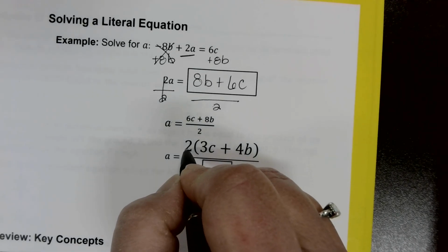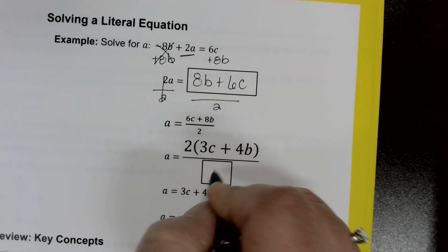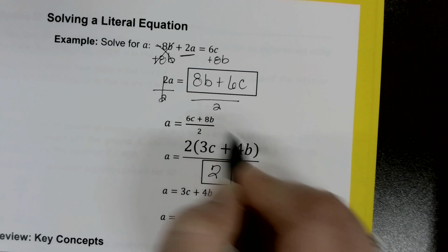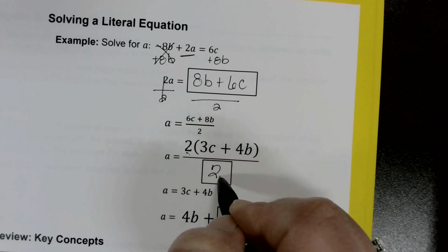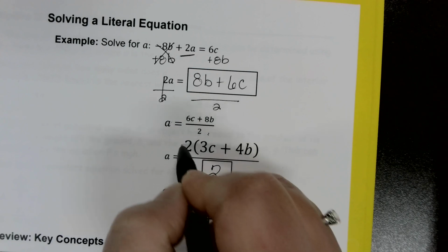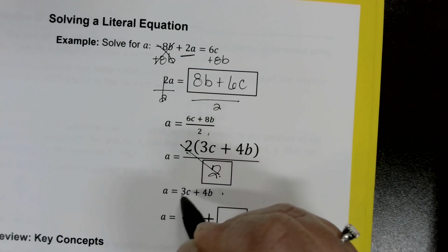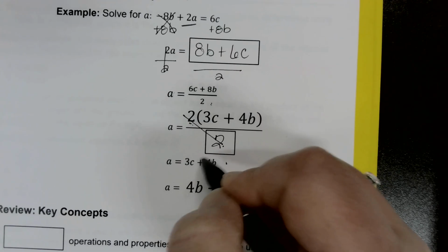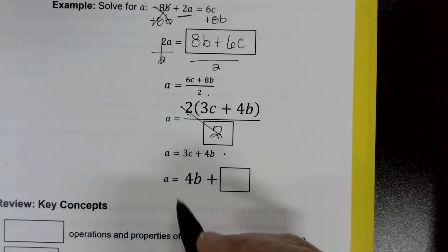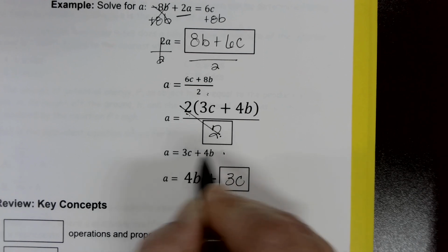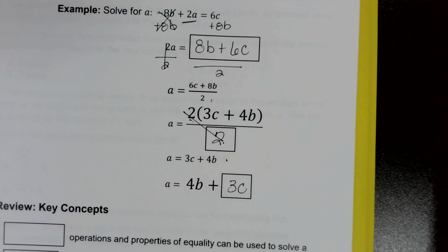So as I'm looking at this, they've factored out this 6c and 8b, divided it by 2, then divided the whole thing by 2, as up here, canceled that out, and came up with this simplified version of a equals 3c plus 4b, or a equals 4b plus 3c, however you want to look at it. Those are interchangeable because of that property of addition. No matter what order I add them in, I get the same answer.